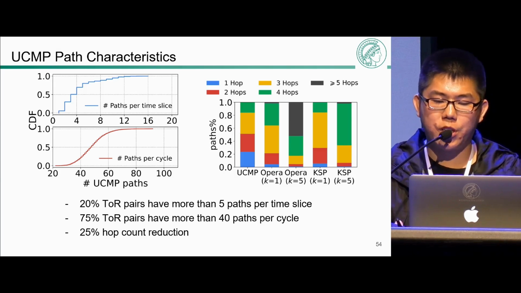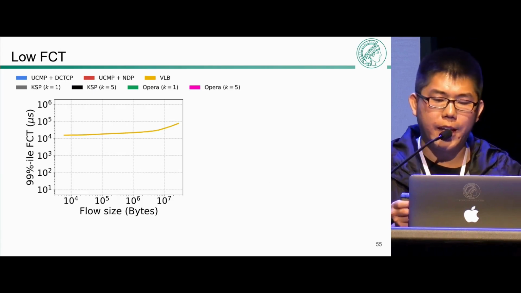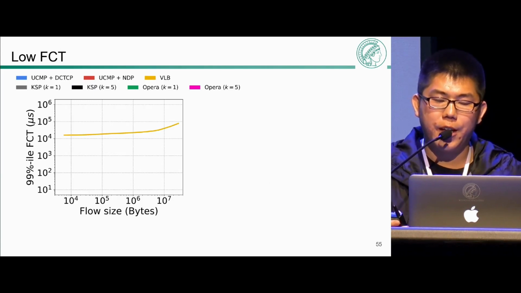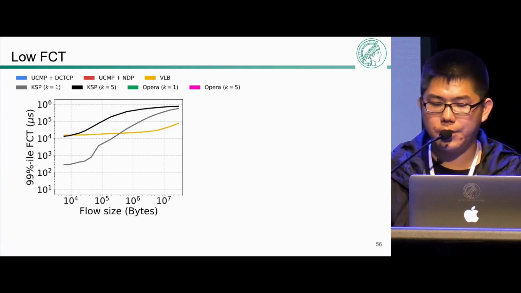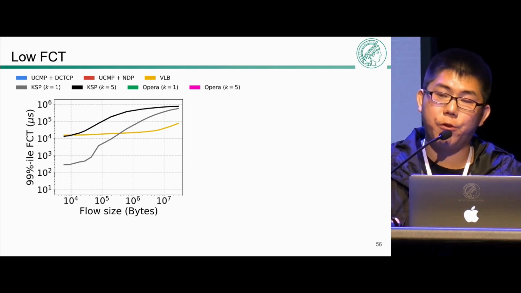Then we show the hop count distribution. Compared with single-path Opera, UCMP has a 25% hop count reduction. Next, we show the FCT performance. VLB experienced high FCTs for short flows because of the long circuit waiting time. KSP experienced very high FCTs, especially for 5 paths.